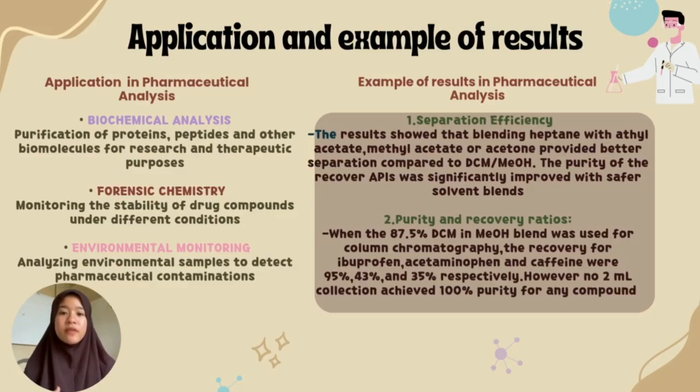Next, the example of results in pharmaceutical analysis. First, separation efficiency. The results show that blending heptane with ethyl acetate, methyl acetate or acetone provided better separation compared to DCM or MeOH. The purity of the recovered API was significantly improved with safer solvent blends.